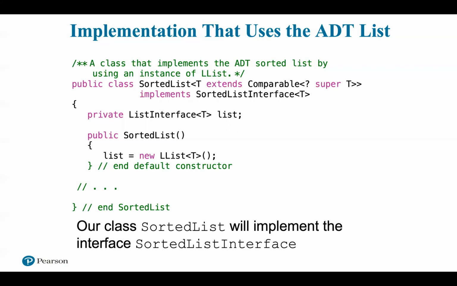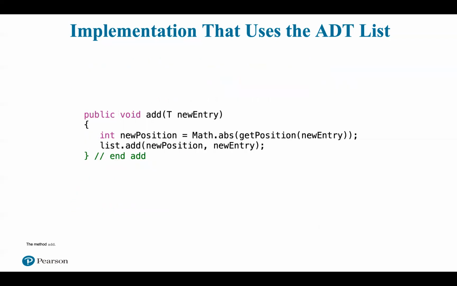Thus, our class begins as follows, as we're showing in this chart. So for the method add, the implementation of the operation of the ADT sorted list is brief, as the list does most of the work.